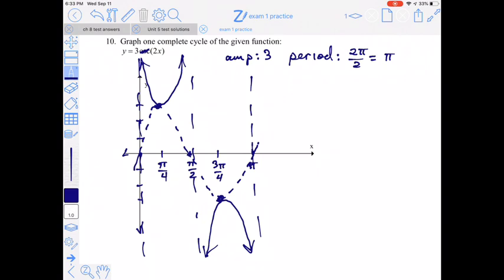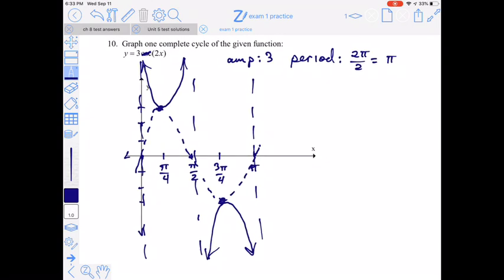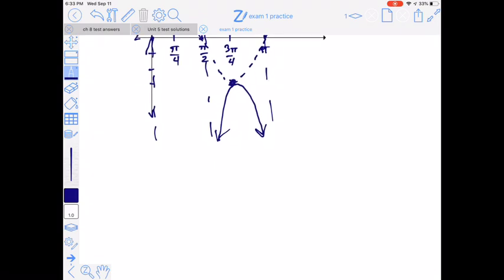So if this were secant, for example, the only difference is you would graph cosine first, which would start at the top. So the graph would look a little different because you're graphing a cosine. All right? Okay.